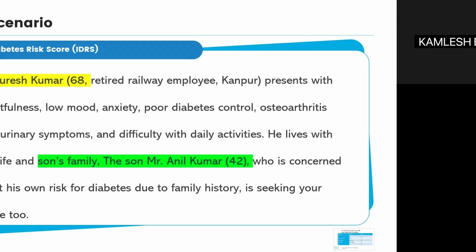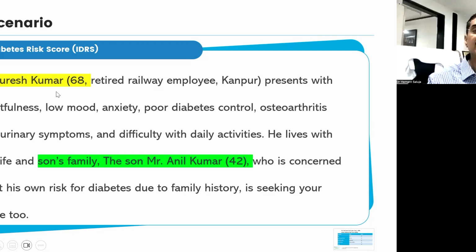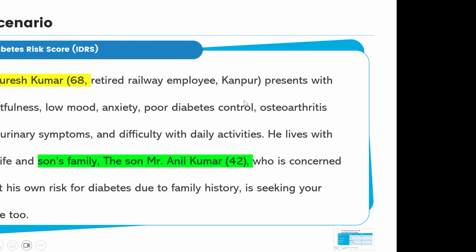So Mr. Suresh Kumar is 68, a retired railway employee from Kanpur. For your information, Kanpur is a big railway city with a railway presence in it. It's a city in Uttar Pradesh in India. He presents with forgetfulness, low mood, anxiety, poor diabetes control, osteoarthritis of the knee, urinary symptoms, and difficulty with daily activities.